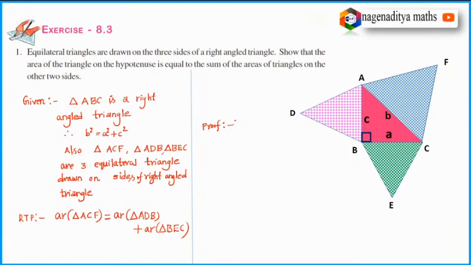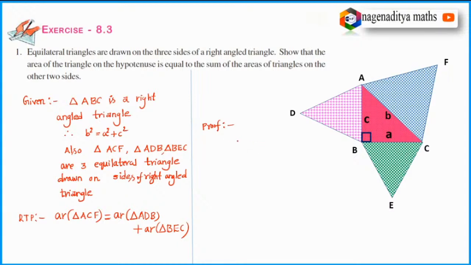To prove in the second method, we must know one formula: what is the area of an equilateral triangle? If the side of an equilateral triangle is A units, then its area is root 3 by 4 A square. We learned in lower classes that the area of an equilateral triangle is root 3 by 4 into A square, where A is the side of the equilateral triangle. So to prove in the second method, we must know that. Okay, now I am going to enter into the proof.